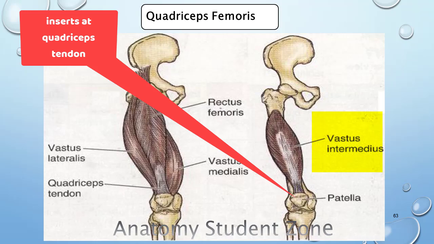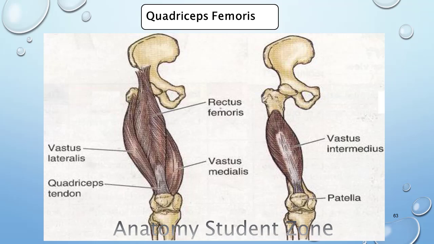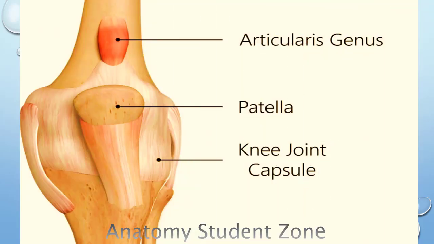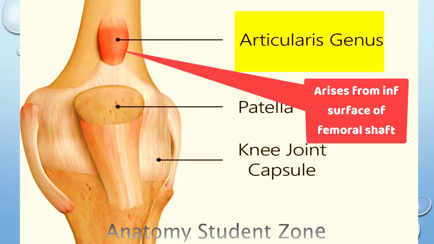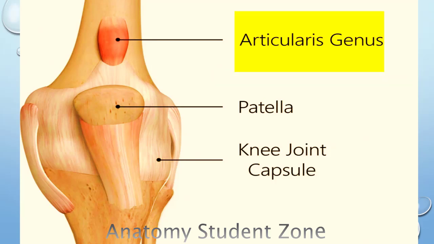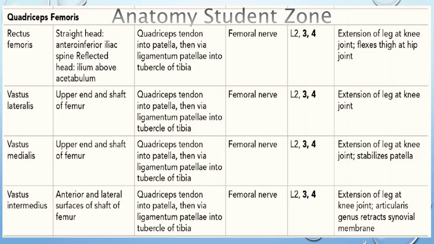For exam point of view, you have to remember another point as well, that besides the rectus femoris and the three vastus muscles that I have discussed, we can also observe a small flat muscle that is going to arise from the anterior surface of the femoral shaft. But it is not arising from the whole femoral shaft, it is arising from just the lower half of the femoral shaft, and it is located deep to the vastus intermedius. The name of that muscle is articularis genu, and this articularis genu is going to insert into the upper part of the suprapatellar bursa. So now I will quickly summarize the quadriceps group of muscles in a given table.